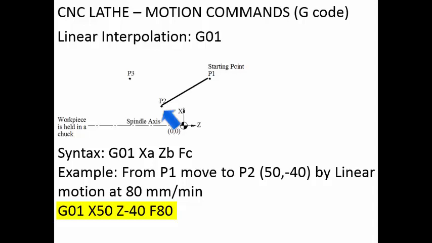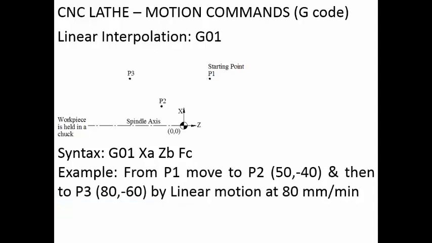So whatever the starting point is, it will join the end point along a straight line, calculate the intermediate points, and the tool will move through all the intermediate points at a rate of 80 millimeter per minute. Now we will take one more step. We are having two motions. From P1 it has to move to point P2, which is 50, minus 40, and then it has to move to point P3, which is 80, minus 60, by linear motion at 80 millimeter per minute. So the feed rate is the same for both the motions, that is from P1 to P2 and then from P2 to P3. So how to write it?